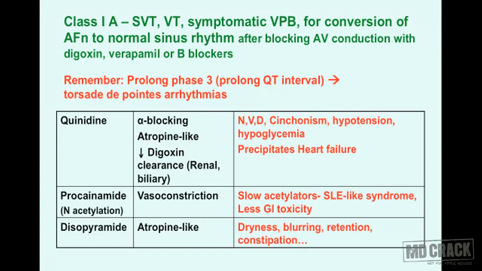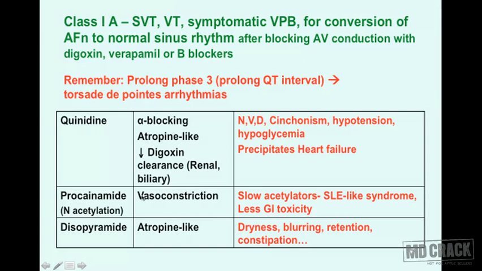Look at the table. There are 3 drugs, quinidine, procainamide, and disopyramide. Quinidine has additional alpha blocking effects and atropine-like effects, and it inhibits the renal clearance as well as the biliary clearance of digoxin, and it can precipitate digoxin toxicity. Quinidine, that's from cinchona, and the long-term use can lead to cinchonism, nausea, vomiting, diarrhea, and the classical effects of cinchonism. Plus, quinidine will decrease the blood pressure, causing hypotension, can lead to hypoglycemia, and it can precipitate heart failure.